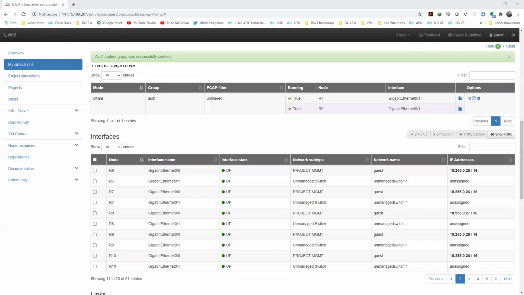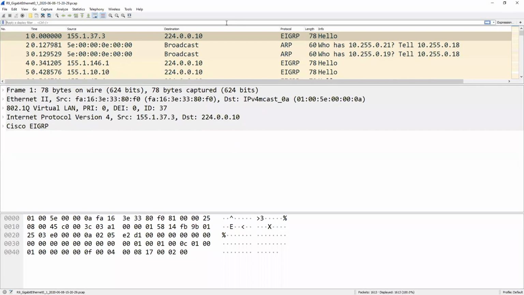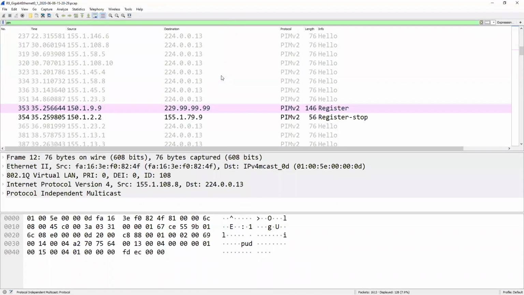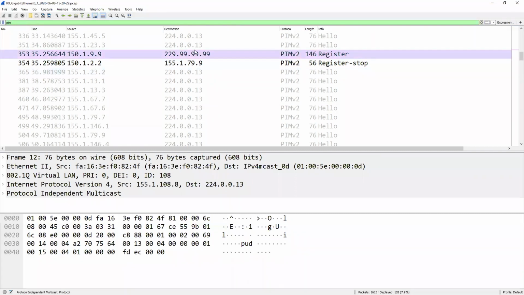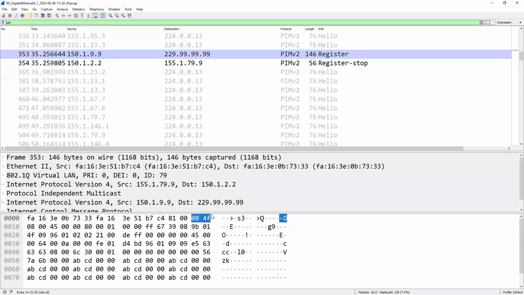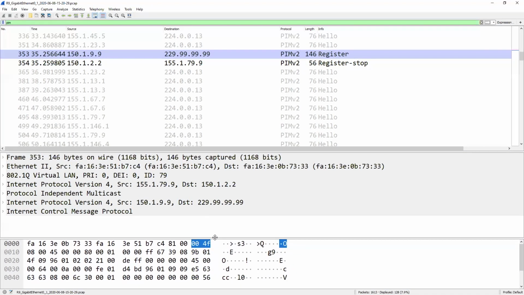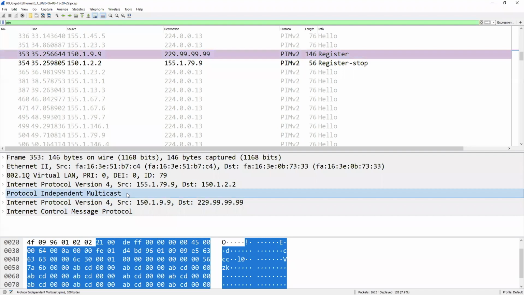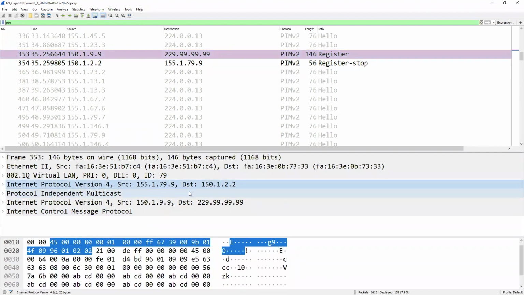And let's look at the capture of router 9 and look for PIM. And now we see the unicast message. Okay, so the registration message is going to be the actual data packet. So we have the ICMP message coming from 150.1.9.9 going to the multicast group 229.99.99.99, but it's encapsulated inside PIM, and it's a unicast that is going to the rendezvous point's address.